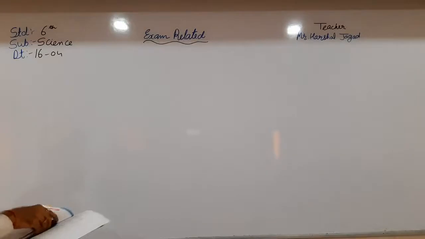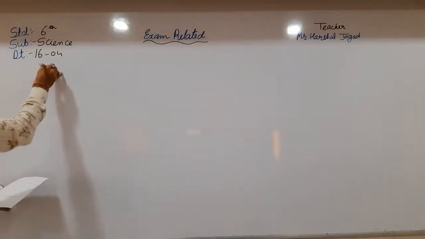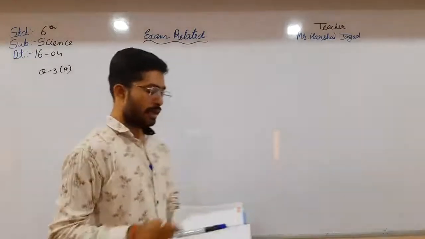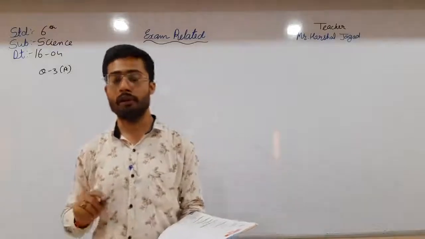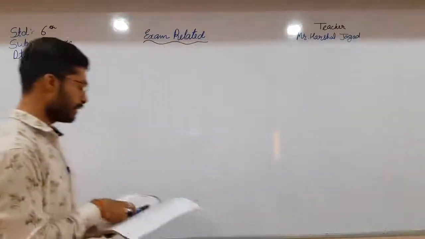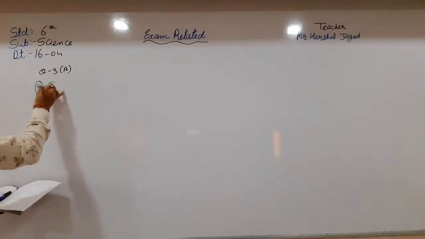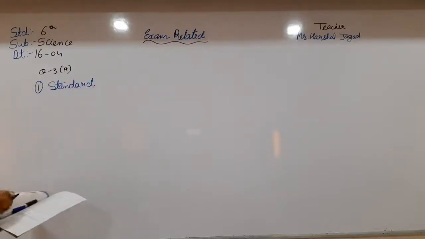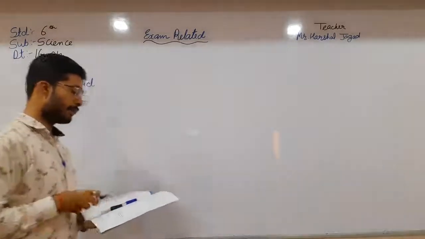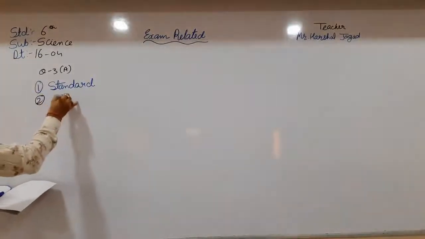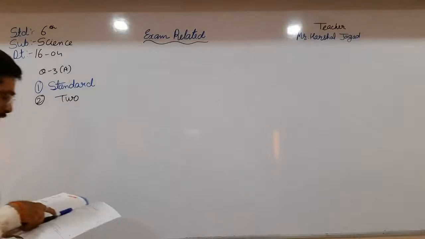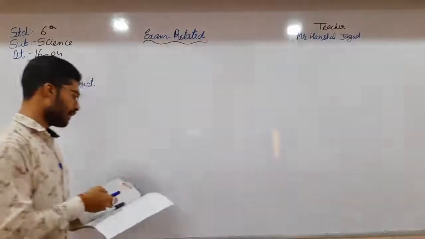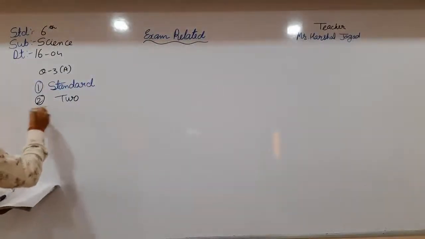So here, question number 3a, filling the blanks. The first one, the inch is a dash unit of length. So here the first one will be standard. Then, every magnet has how many poles? Here, 2 poles. Then, copper and silver are examples of good insulators or conductors. So here it will be conductors.